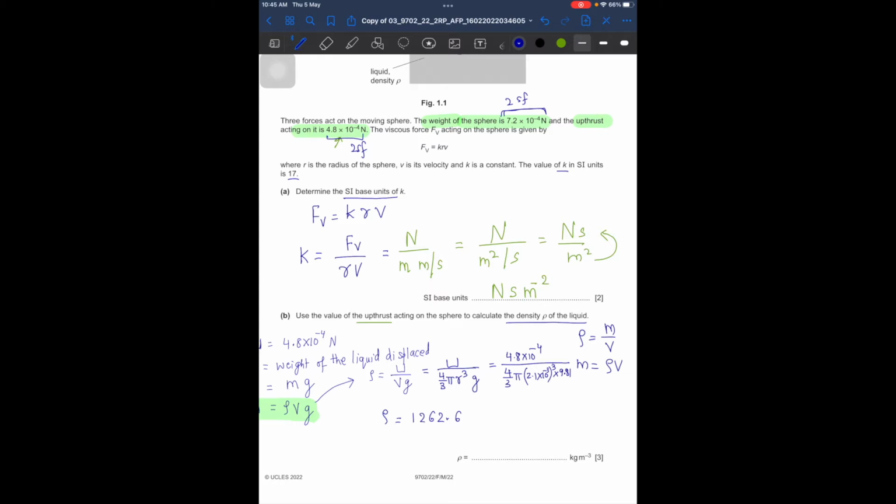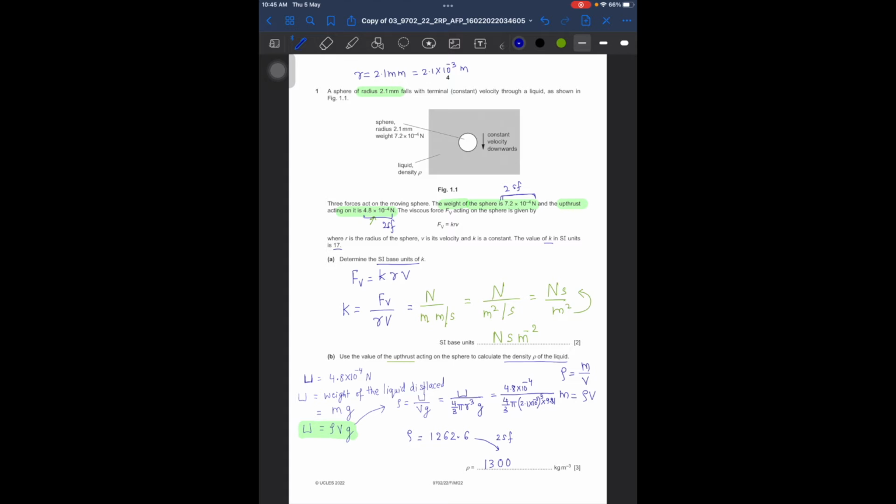So I'm going to take it as 2SF. If I round it off to 2SF, this will come out as 1300 kg per meter cube. The unit is given to us. So that's the second part.